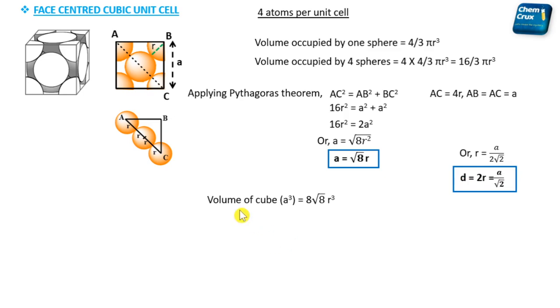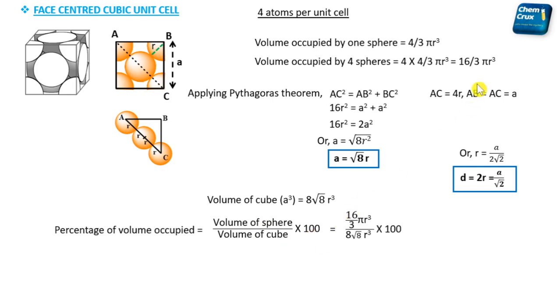Next is volume of cube, which is given by A cube. So that will be equal to root under 8R whole cube. So we will get volume of cube is equal to 8 root 8 R cube. Now if we calculate percentage of volume occupied, which is given as volume of sphere by volume of cube into 100, we will get 16 by 3 pi R cube by 8 root 8 R cube into 100.